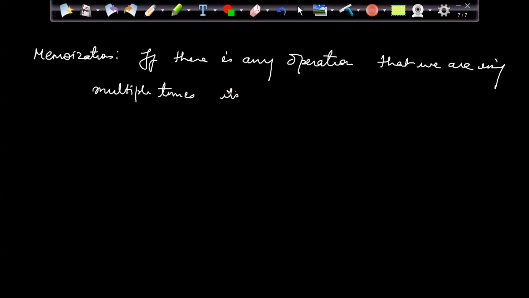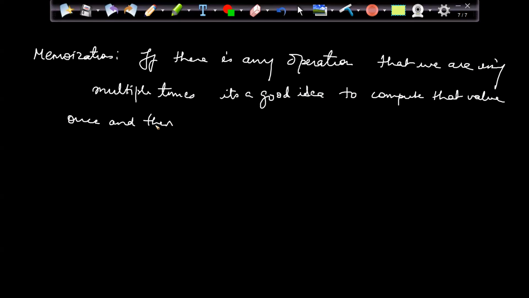it's a good idea to compute that value once and then store it, and when required, reuse it. That is the whole idea. That is what we are doing, right? And that is what memoization is all about.